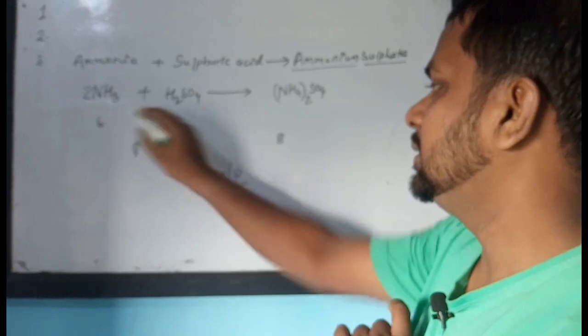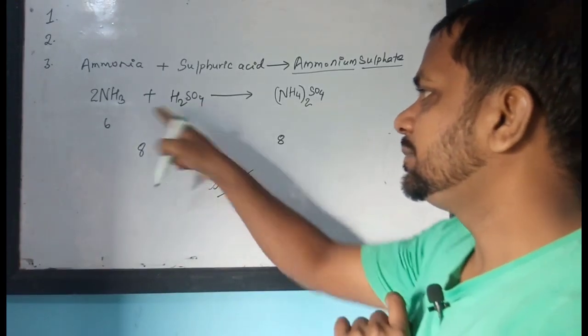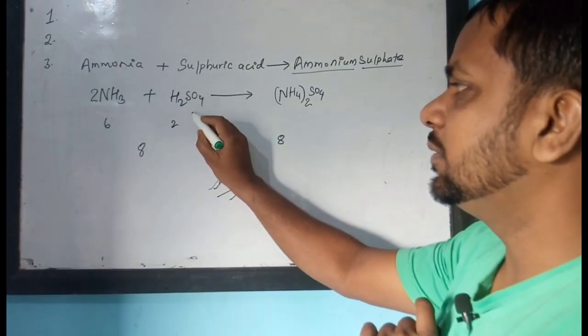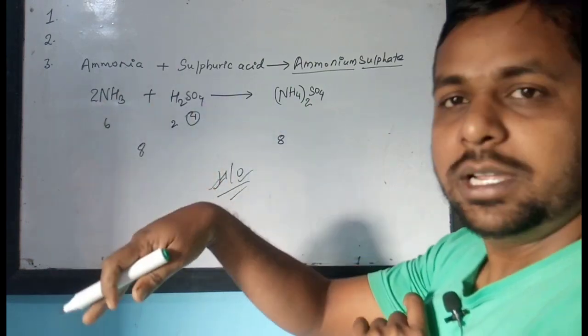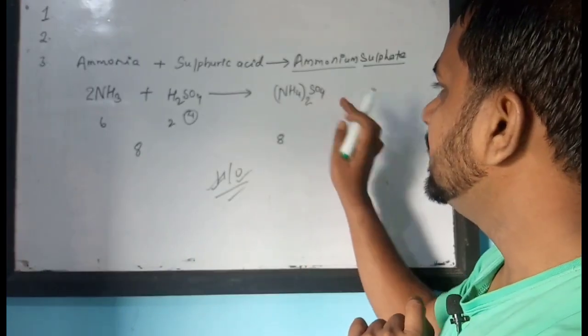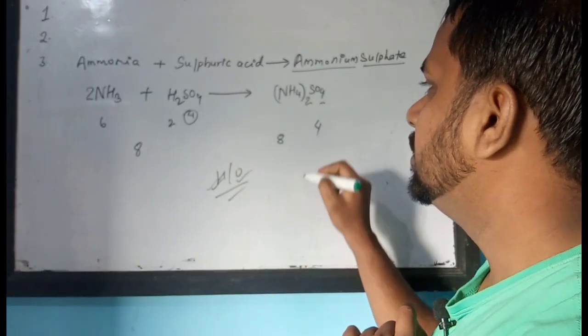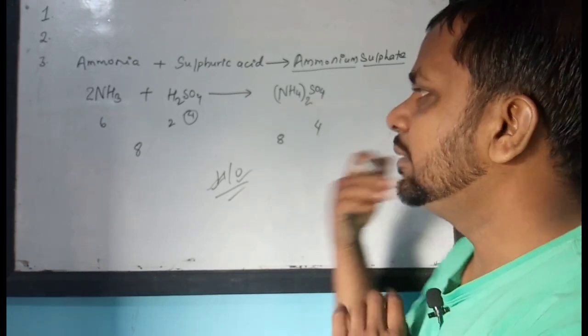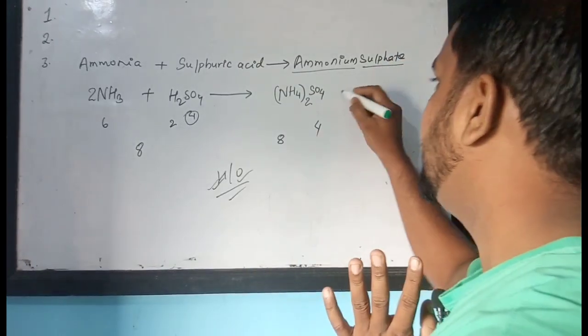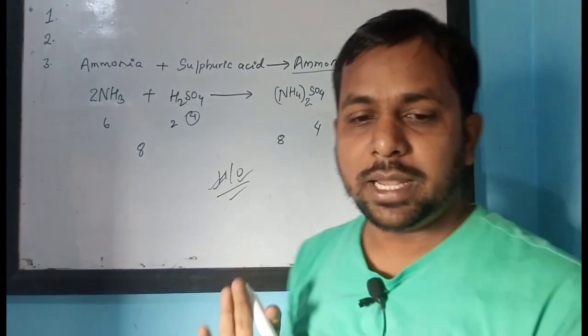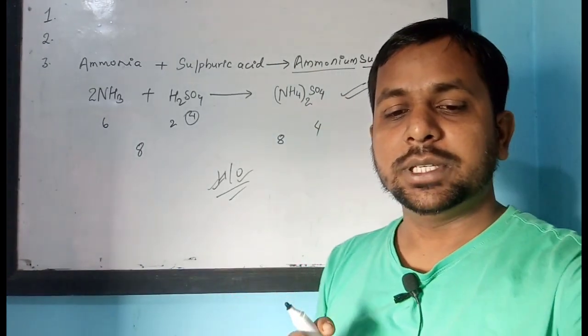Similarly, oxygen. Let us see, hydrogen is balanced. Now oxygen: how many here? 4 on the reactant side, and how many oxygen here? Here also 4. So it is already balanced. Now this reaction is already balanced. This is called a balanced chemical equation.